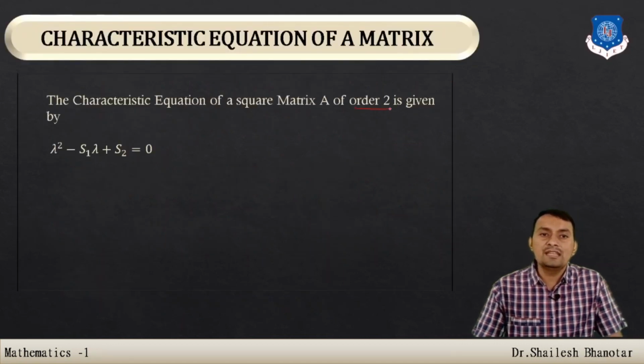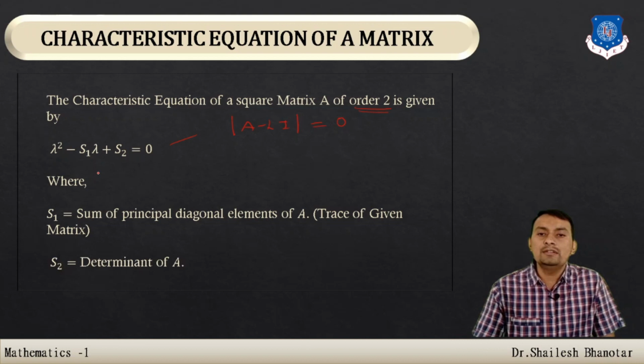Whenever we have a given matrix of order 2, lambda square minus S1 lambda plus S2 is equal to 0, and that will be the characteristic equation. Otherwise you may understand it as the determinant of A minus lambda I equals 0. Now simplify it and you will get the equation, and when you find its roots, those will be the characteristic roots, or you can say the eigenvalues of the matrix A. In other words, you can write lambda square minus S1 lambda plus S2 is equal to 0. But what are S1 and S2?